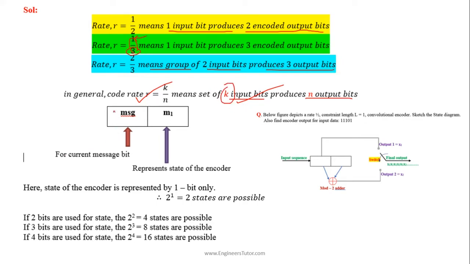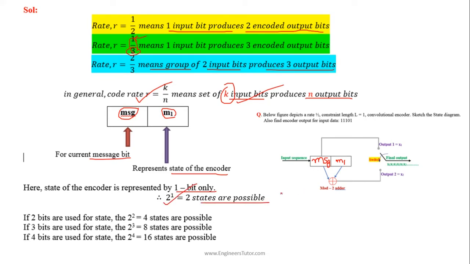See here, this is the shift register, and the MSG represents the place for the current message bit. This M1 represents the state of the encoder. Because L is equal to 1, this is the MSG message bit, and this is the state of the convolutional encoder with constraint length 1. Here the state is represented by 1 bit only, so 2^1 = 2 states are available.